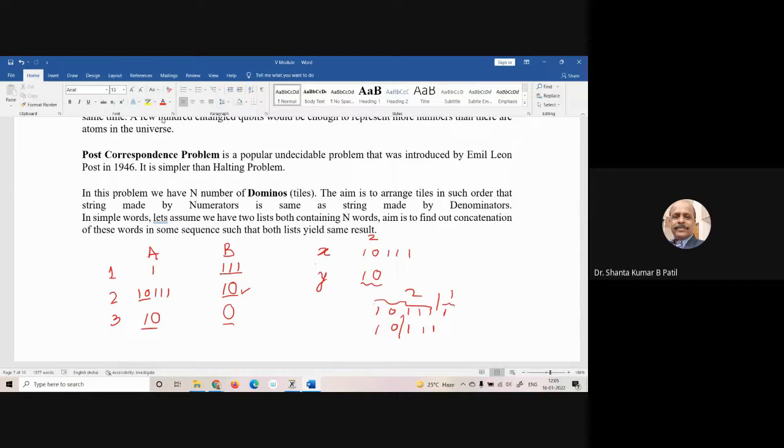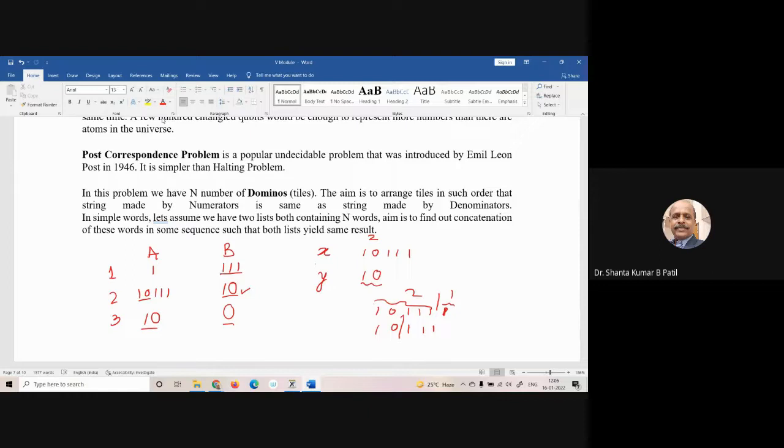Here we are finding irregularity between the denominator and the numerator. You should make both strings X and Y equal by making use of A and B. If you take the second one for A, B should also be the second one. You cannot take A as the second and B as the first. In order to make them equal, there is an extra 1 here, so which one starts with 1?